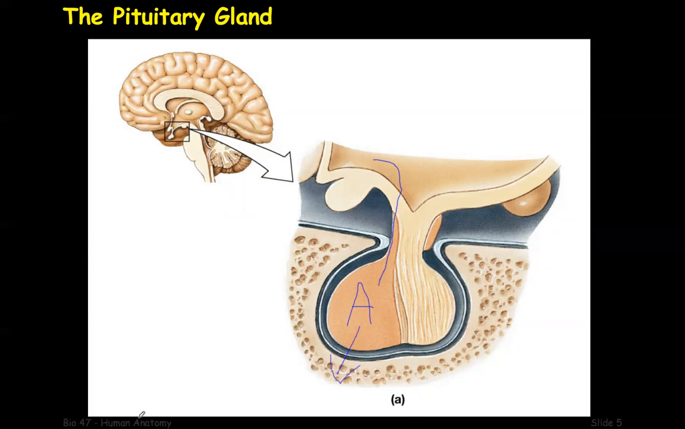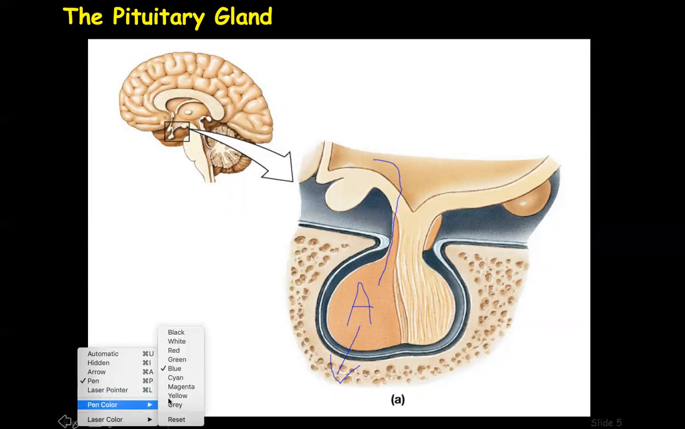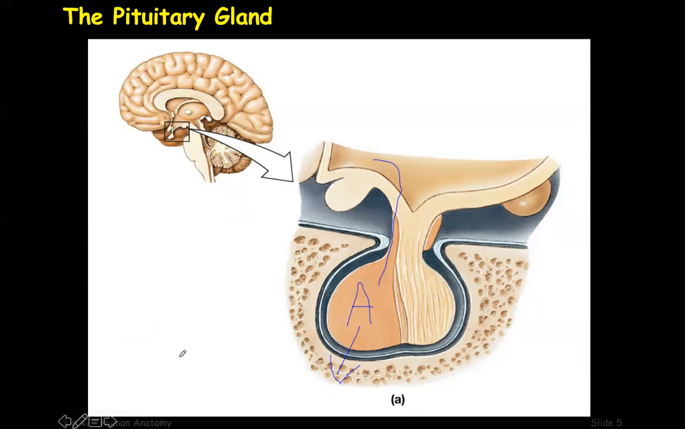In the posterior pituitary, this causes the release of 2 different hormones. And these 2 different hormones are produced within the hypothalamus. And there are nerve fibers that travel into the posterior pituitary and cause their release from there. So the anterior pituitary is this 2-step process, and the posterior pituitary is the 1-step process.